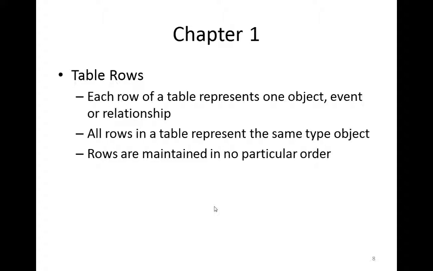Table rows represent one object or one event or one relationship or one of whatever we are collecting data on. All rows in one table have to represent the same object. If we create a table called students, then all of the rows in that table will talk about students. We wouldn't have cars in there or somebody's record collection. All it's going to talk about is students.